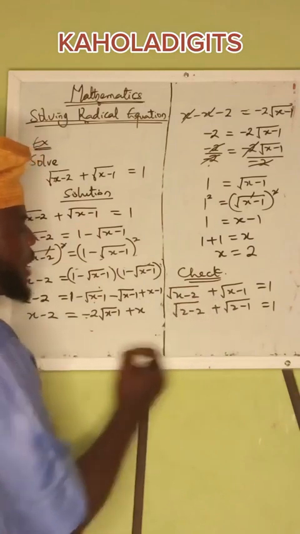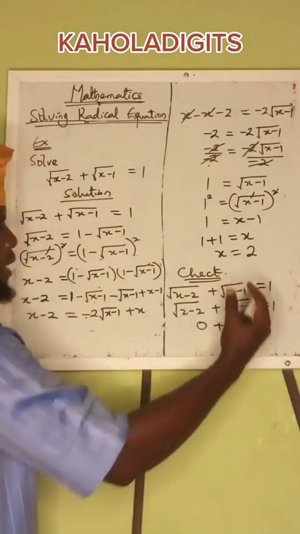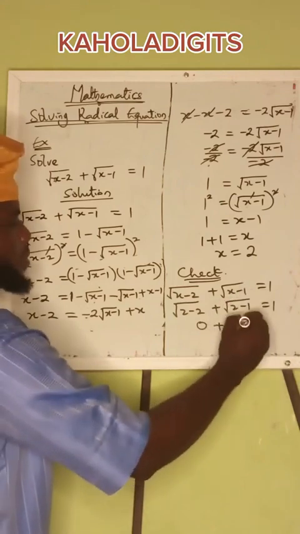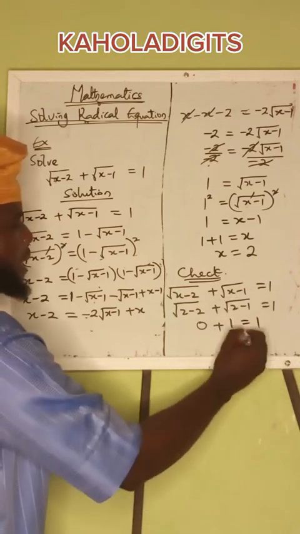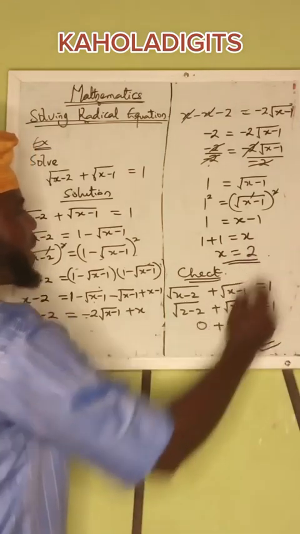So 2 minus 2 will give us 0. Square root of 0 is 0. And 2 minus 1 is 1. And square root of 1 is going to give us 1. So we say that 1 is the same as 1. Therefore, this solution is perfectly correct.